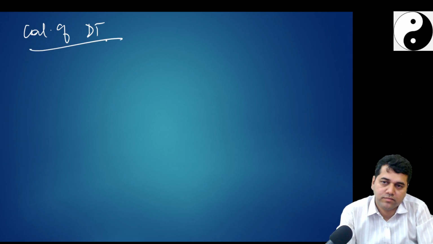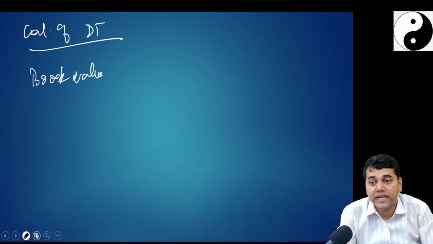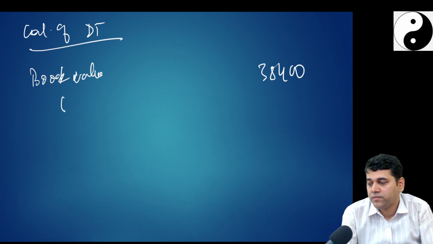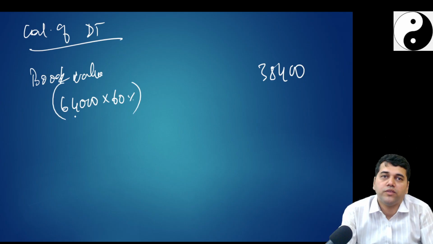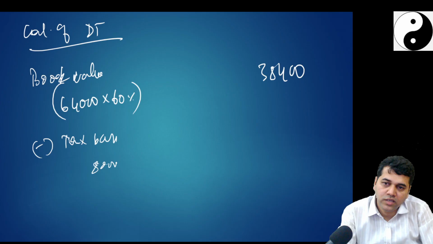What is the calculation of deferred tax? What is the book value of inventory? Simply say book value. What is the book value? 38,400. How did you get this? 64,000 into 60%. This is the book value of the inventory. Minus, what is your tax base? 80,000 into 60%, 48,000.